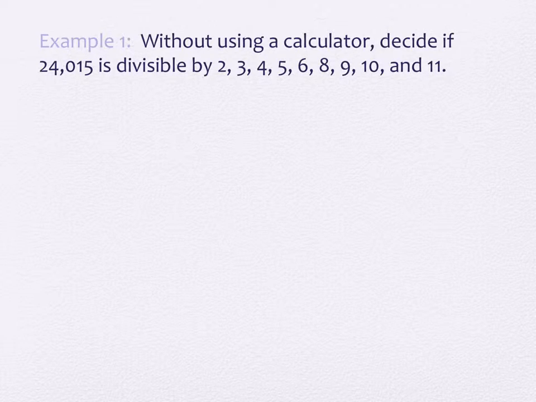So go ahead and go through each one of these possible factors and decide if it works or it doesn't, and whether you write it down or not is up to you. But I would suggest you write down why. Why does it work? Why does it not work?